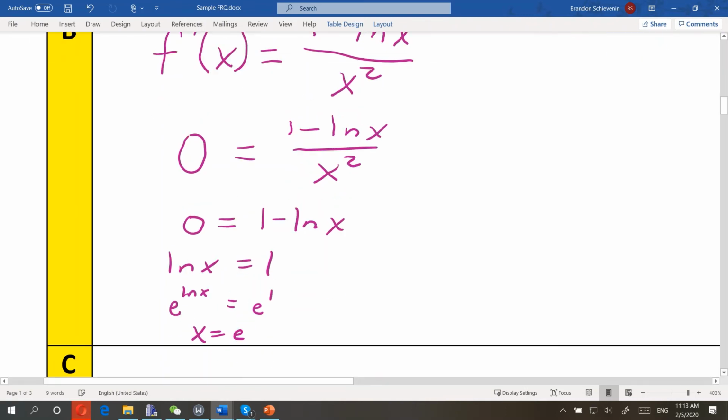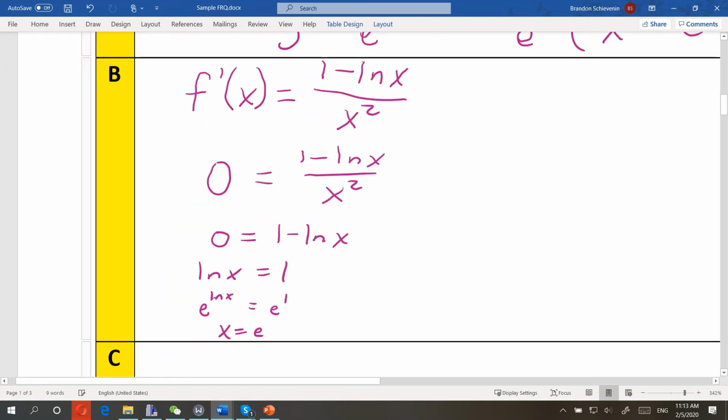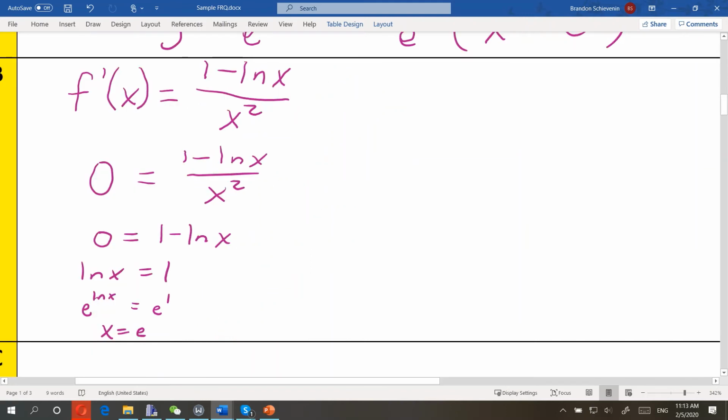Okay, so we've proven that x equals e is a critical point. But the second part of the question asked, is this a relative minimum, maximum, or neither? And justify your answer. So we can do a first derivative test or a second derivative test. Which do you prefer?